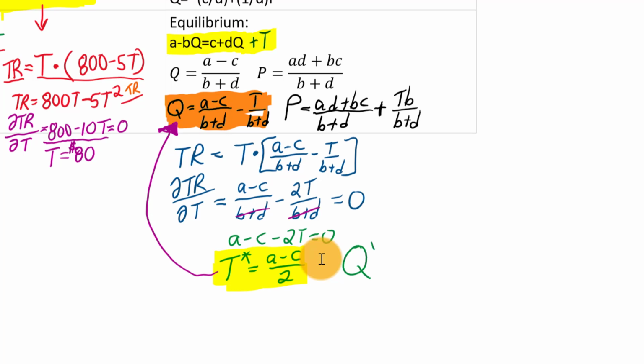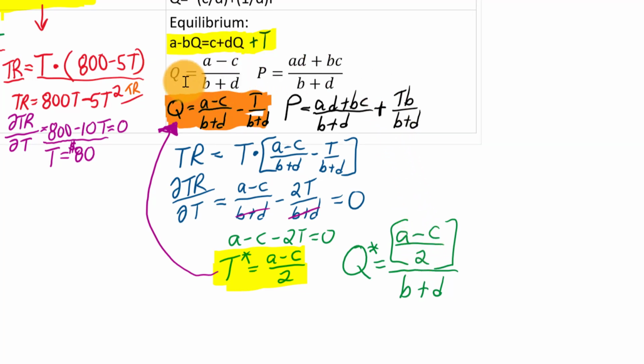The optimal quantity, if you're thinking about it this way. Now, by optimal, I just mean optimal from a tax revenue standpoint. If that's all you care about, then the quantity that's going to result from this tax revenue maximizing tax rate is a minus c over 2 divided by b plus d. Now, that's also fascinating. Compare these two items. This optimal quantity after the tax has been imposed, and the optimal quantity here in equilibrium when there's no tax. A minus c over b plus d.